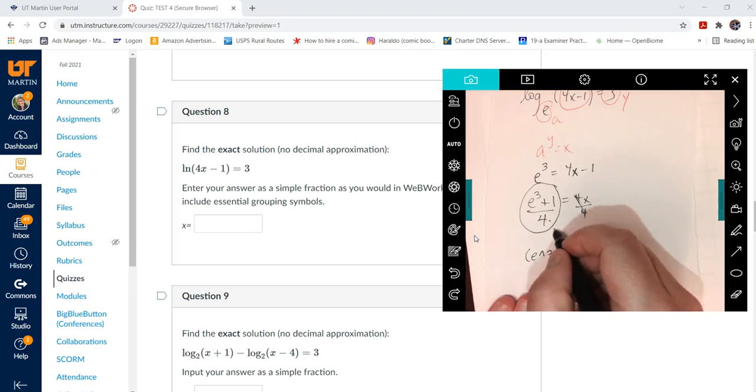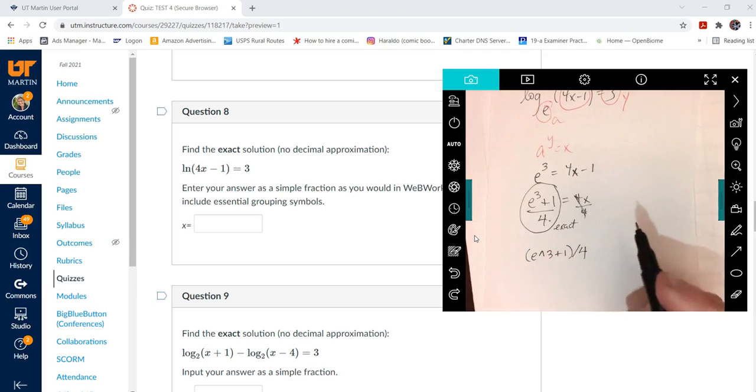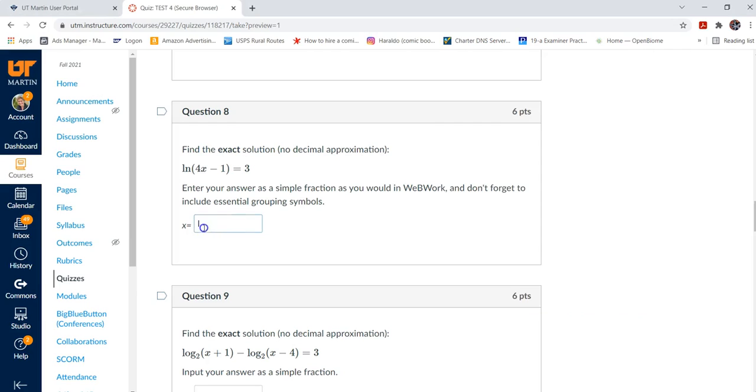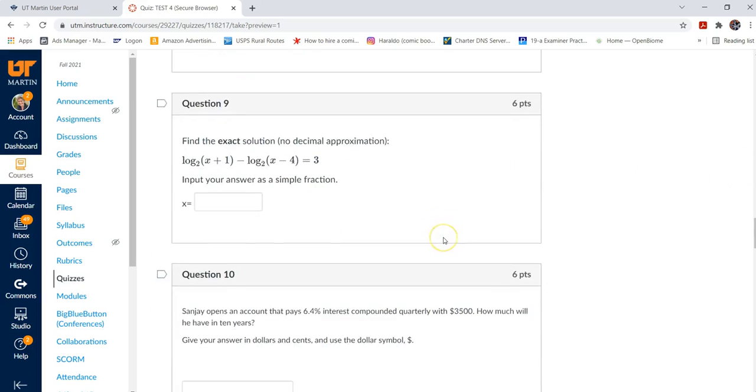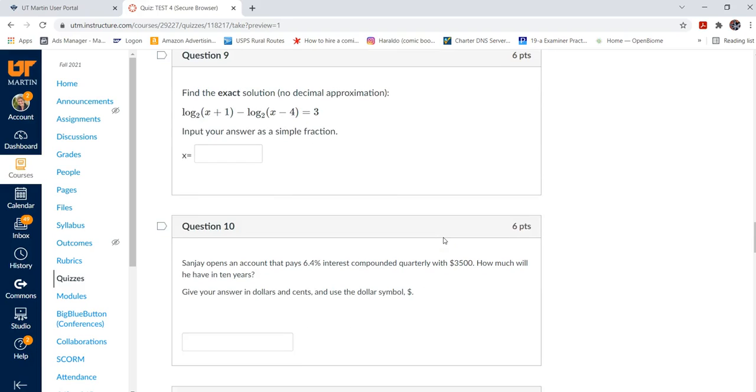Okay, that's your exact answer. If you put that into a calculator and get a number, it's going to give you a decimal approximation. So what's required here, and also it said enter your answer as a simple fraction as you would in WebWork, but I was still getting folks putting in decimal answers. Okay, so that's divided by 4. So that's what's required for that one. Okay, again, we're asked for an exact answer.